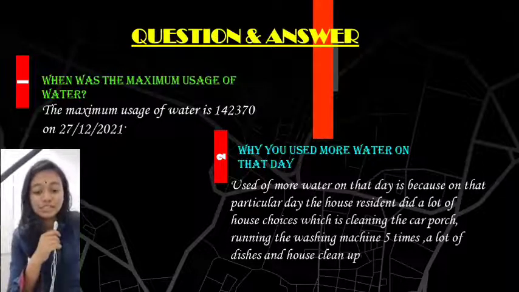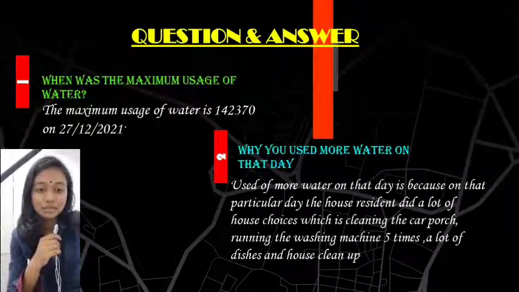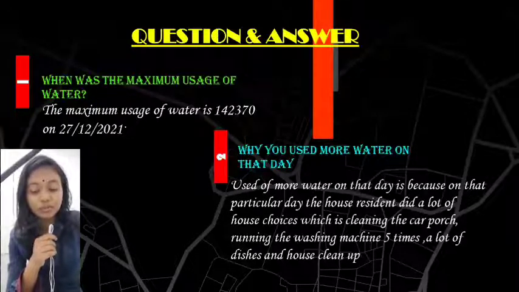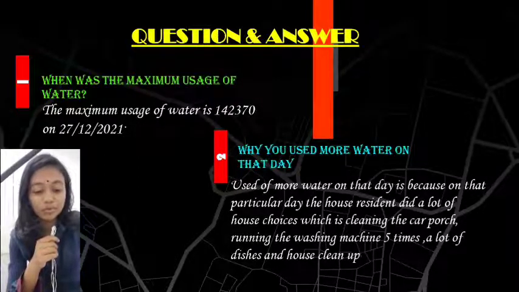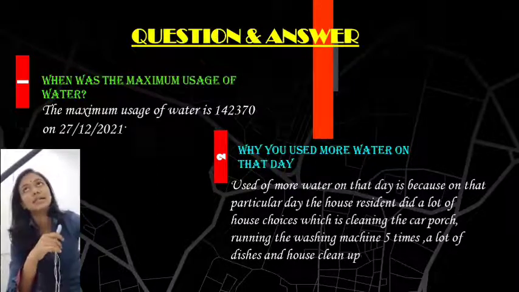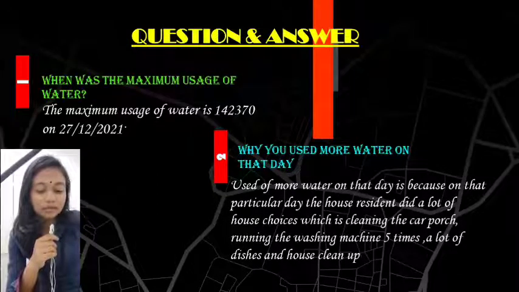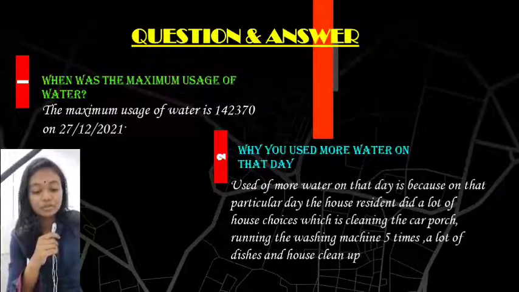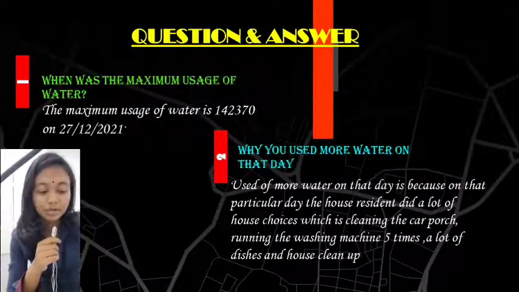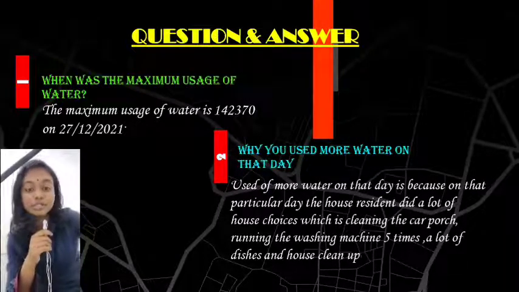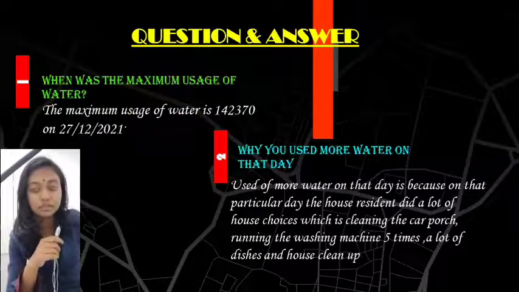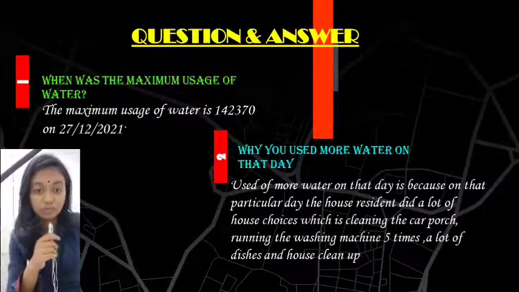The second question is why did you use more water on that day? Because the house residents did a lot of housework, which is cleaning and washing the car, running the washing machine 5 times, and then a lot of dishes and cleaning up the whole house.